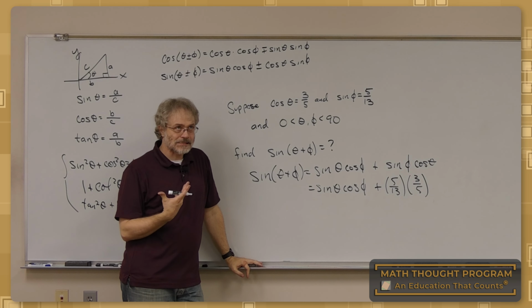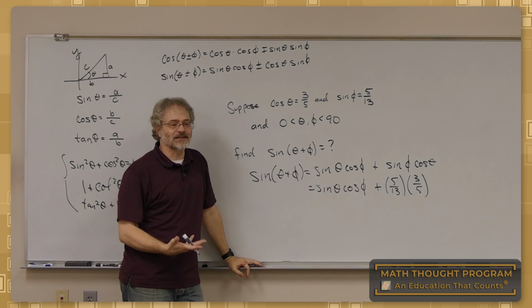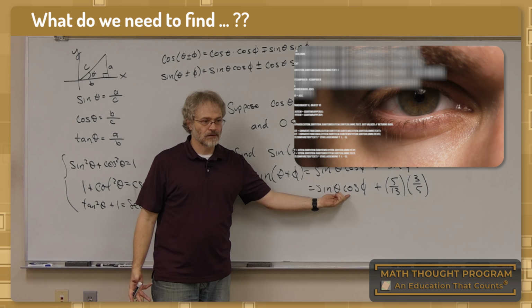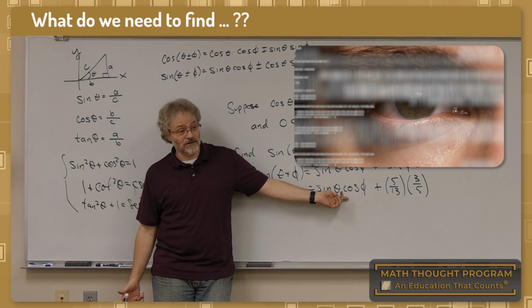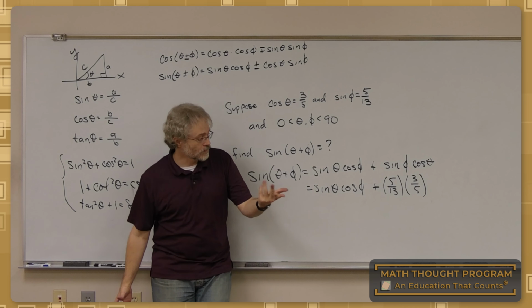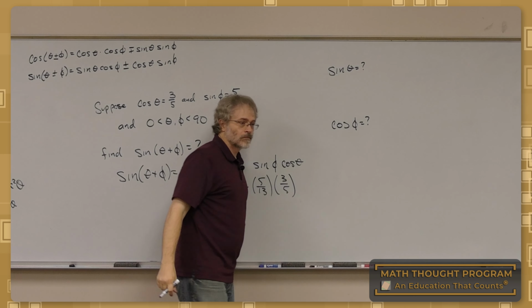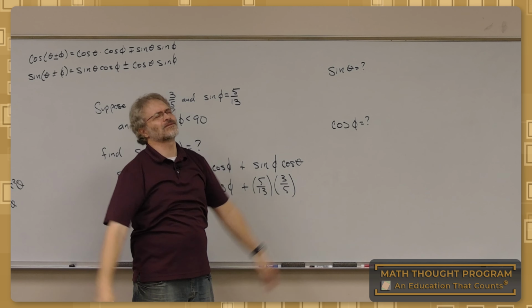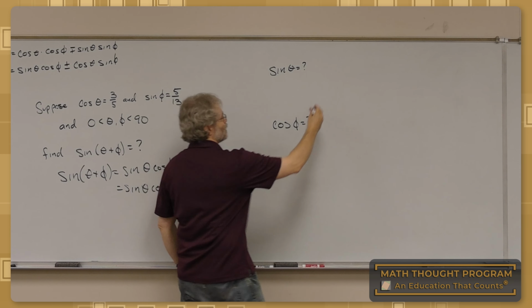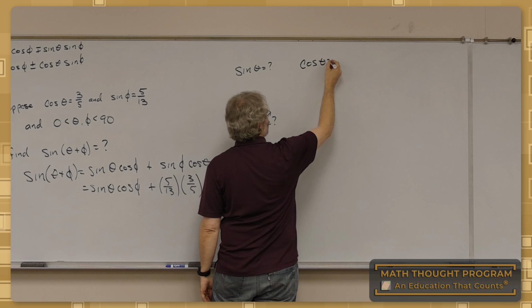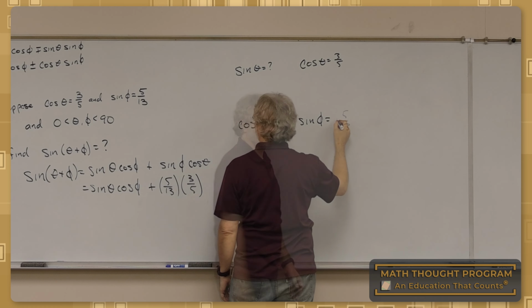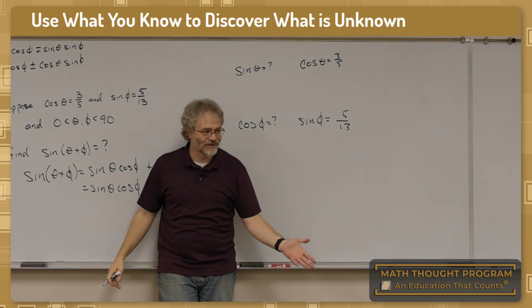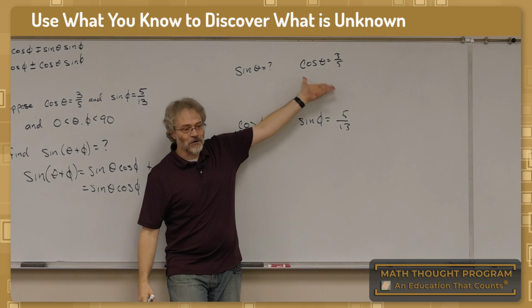What am I really asked to find? Those two things. If I can find sine of theta and cosine of phi, I'm done. That's the objective. But how am I ever going to find these values? I only know cosine of theta, and I know sine of phi. But wait a second. I know cosine theta.